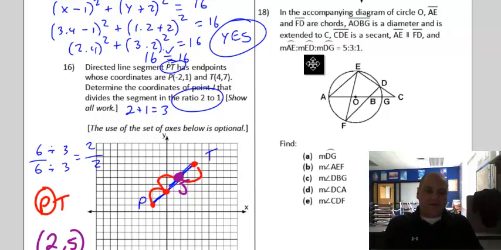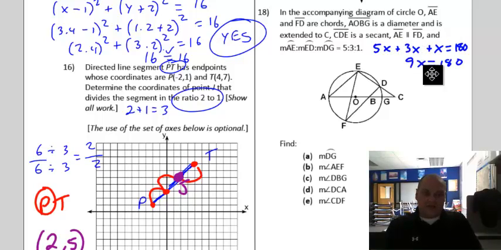All right, and this last one here, we have ratios for the arcs. And again, those 3 arcs, AE, ED, and DG, that's half the circle. So we're going to go 5x plus 3x plus x equals 180. That's going to be 9x equals 180. X is 20.